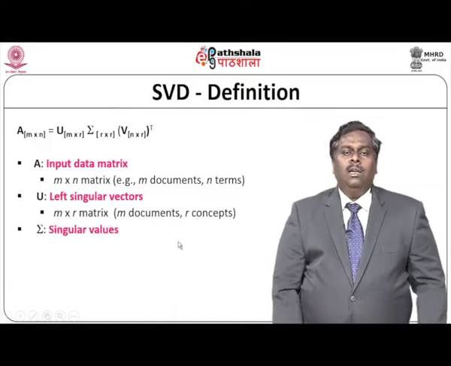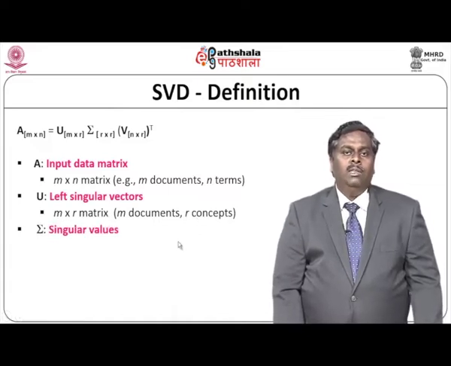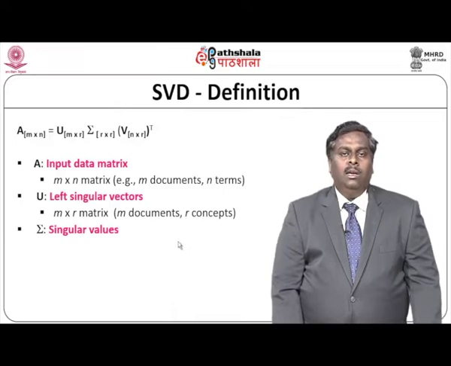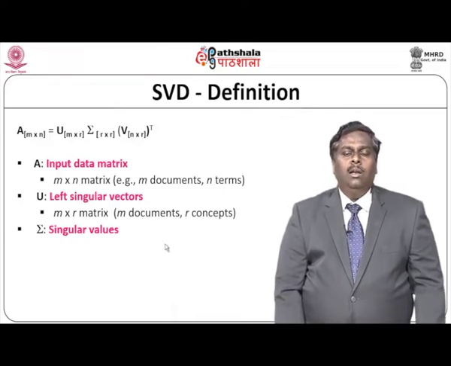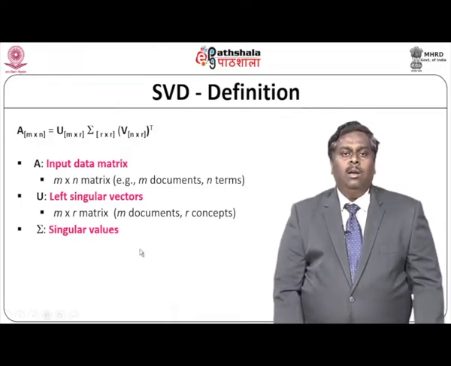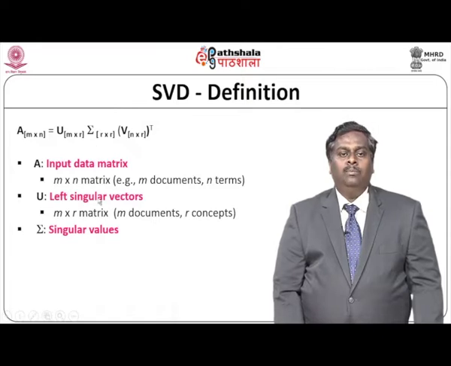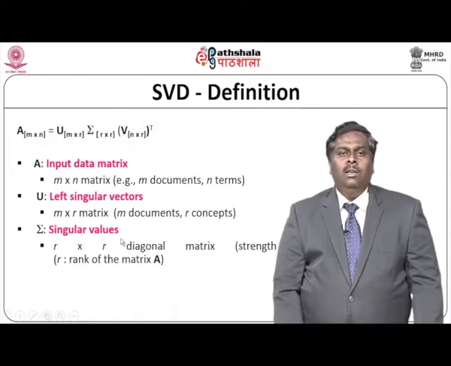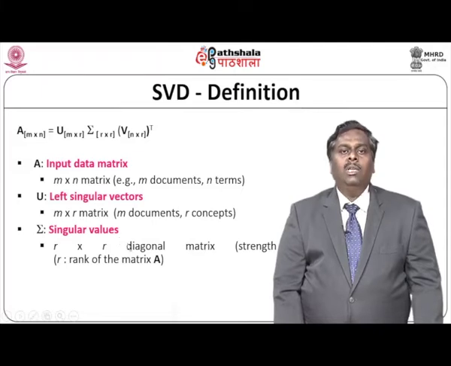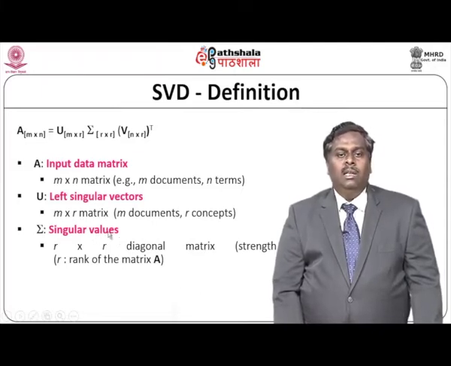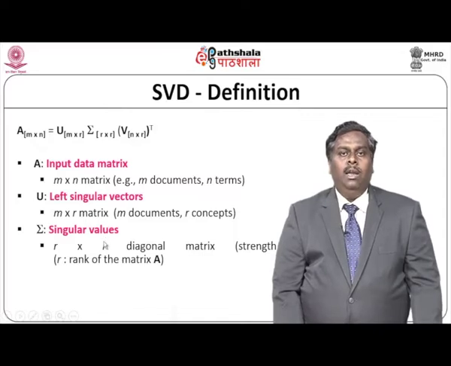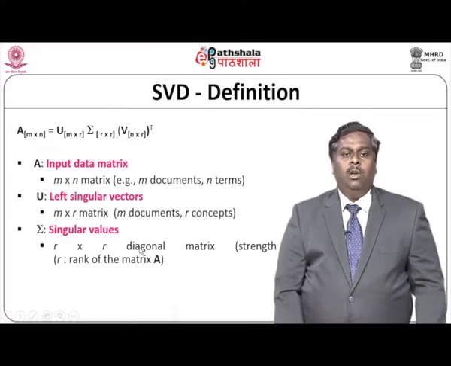Sigma is a singular value matrix. In other words, all the eigenvalues that are sorted in descending order are placed along the diagonal of the singular value matrix. So, you will find this matrix to be a diagonal matrix. Diagonal matrix means only the diagonal elements will be non-zero, the rest of the elements will be 0. This indicates the strength of each and every concept that is under analysis. So, its dimension is going to be r by r, which is a square matrix.